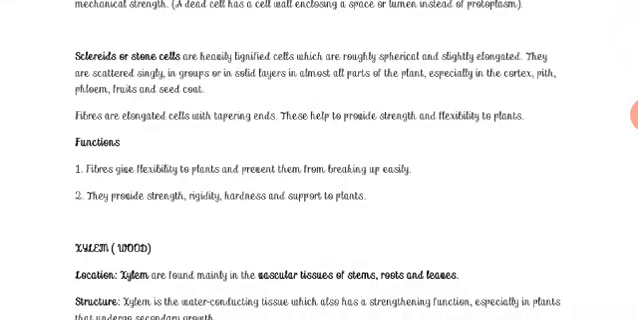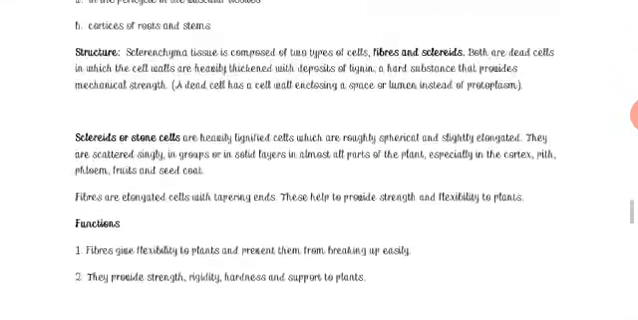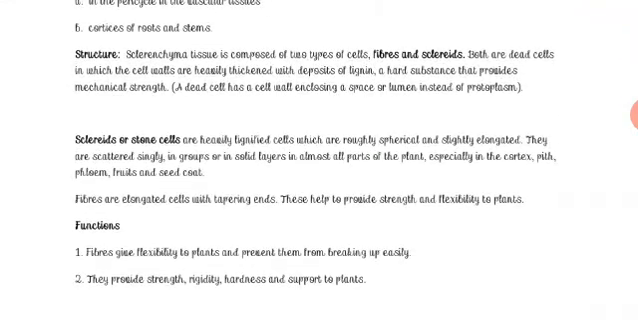Now, function. Fibers give flexibility to plants and prevent them from breaking up easily. Both provide strength, rigidity, hardness, and support to plants. That is the sclereids and fibers that make up the sclerenchymal tissue.